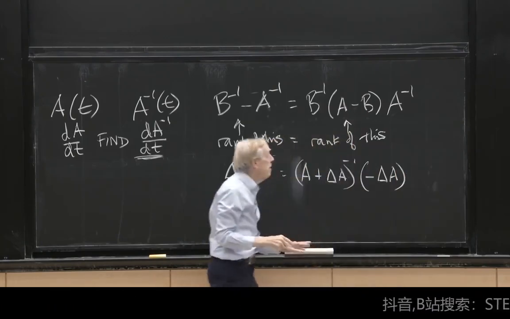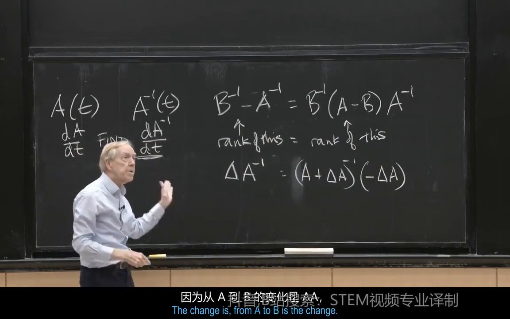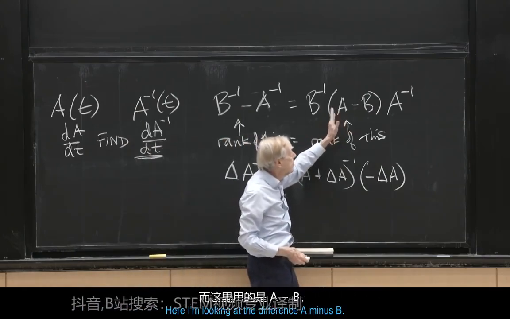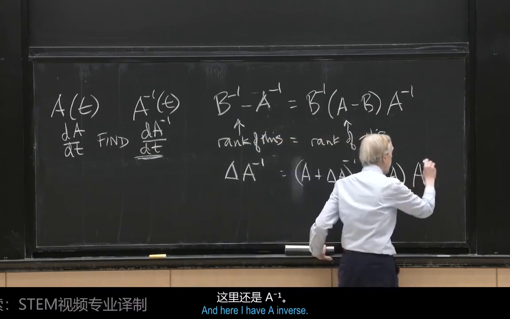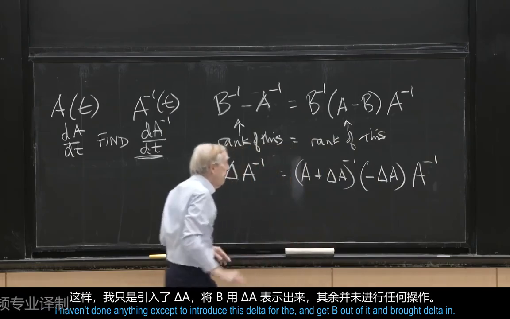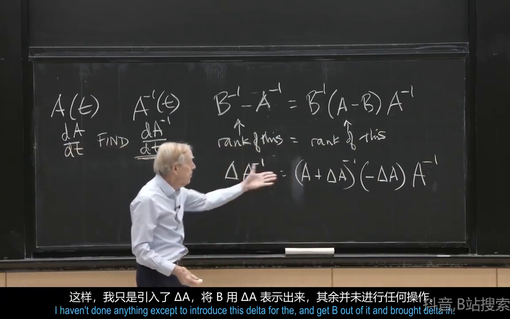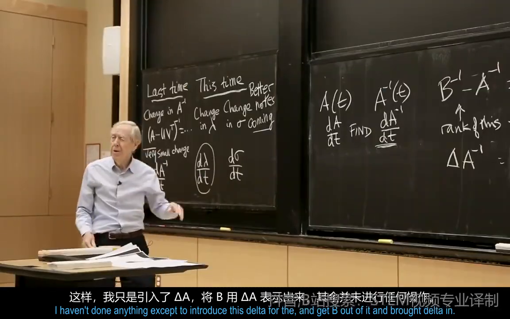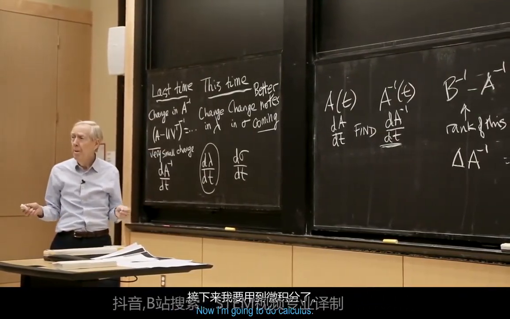Right? The change from A to B is the change. Here I'm looking at the difference A minus B, so it's minus the change, and here I have A inverse. I haven't done anything except to introduce this delta and get B out of it and bring delta in. Okay, now I'm going to do calculus.